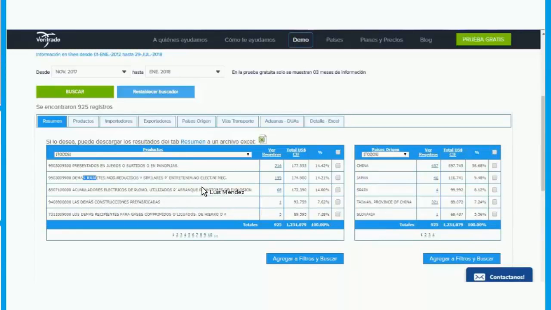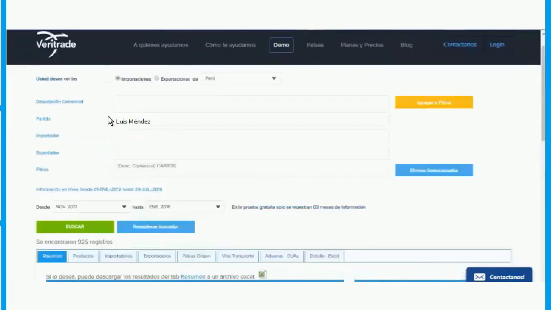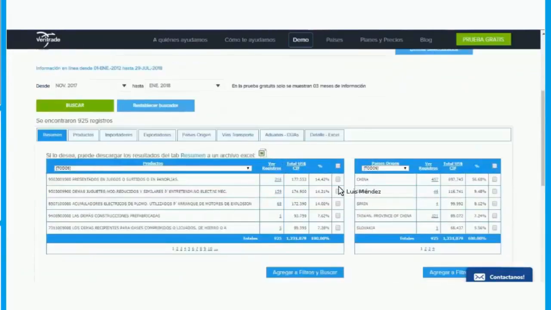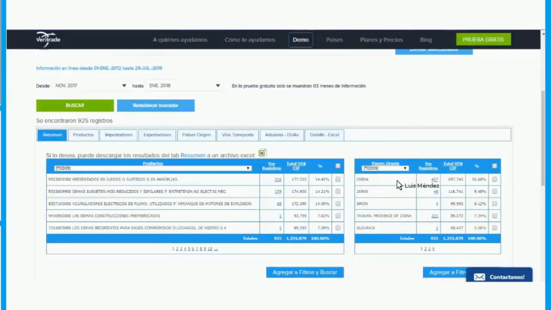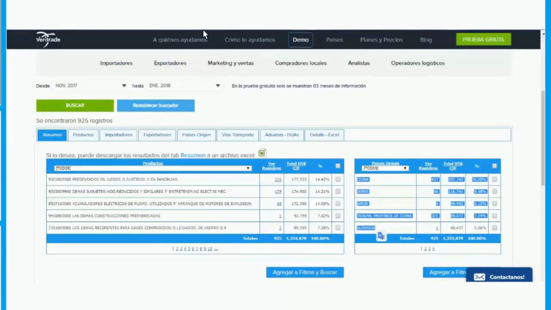So it means that the word carros is in these tariffs, as you can see here. If you have a more specific product, you can write it here. If you have the tariff, you can put it in here, so you can have more detailed information. In general, you can see how it is going with the trend, the percentage, and also the top countries of origin of those products.